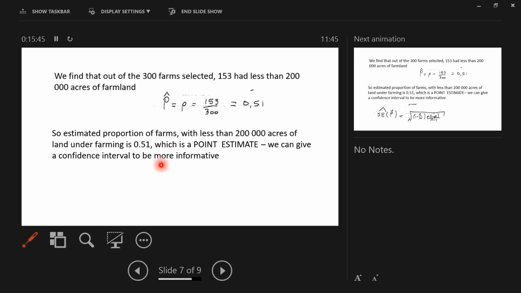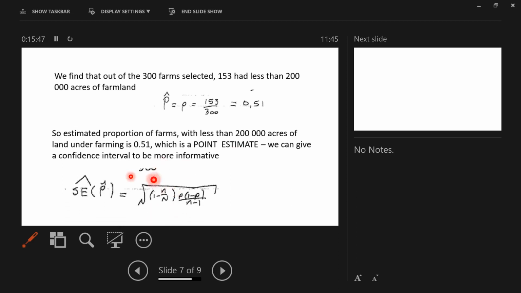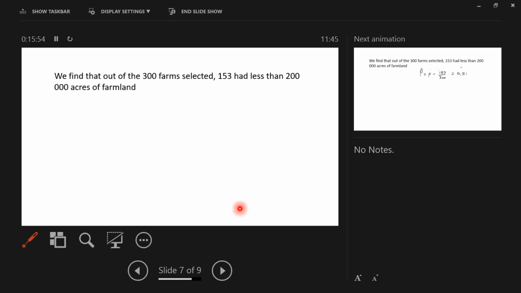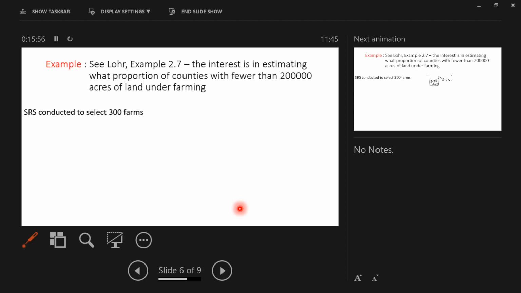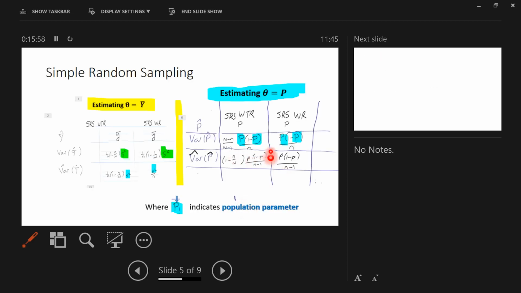But we now want to give a confidence interval. How do we do that? We do it like that. Where did I get this from? You've got to go back to, let's quickly go back to this.